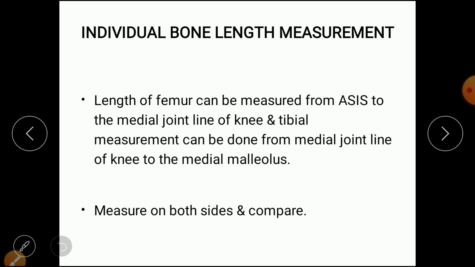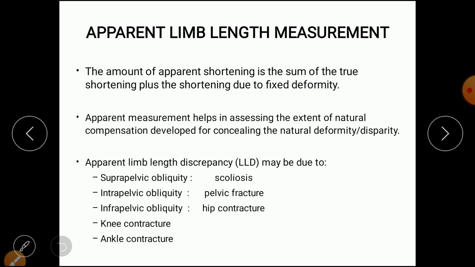Second method, individual bone leg length measurement. The length of the femur can be measured from ASIS to the medial joint line of the knee, and tibial measurement can be done from the medial joint line of the knee to the medial malleolus, and then compare both sides. Okay, whether the length of each bone is the same on both sides or some differences are present. So these are some methods for the infratrochanteric shortening.